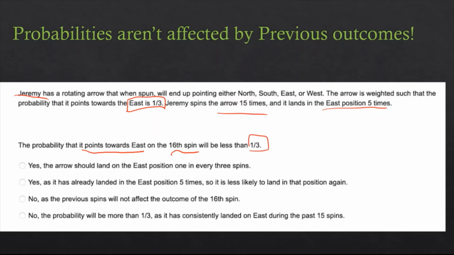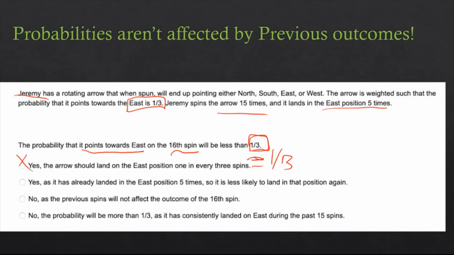than 1/3. So what you should keep in mind when answering this question again is that probabilities aren't affected by previous outcomes. It doesn't matter what the previous outcomes have been indicating, it's just the overall outcome that will get you the answer. So for example, looking at the first option, it says yes, the arrow should land on the east position 1 in every 3 times. 1 in every 3 times means it's bang on 1/3. It's not less than 1/3. So this is not the correct option.